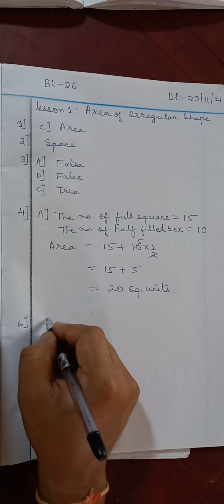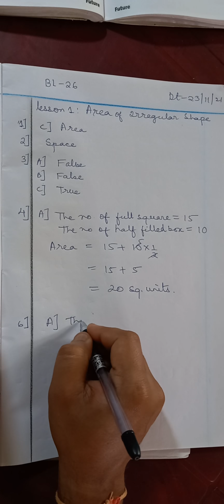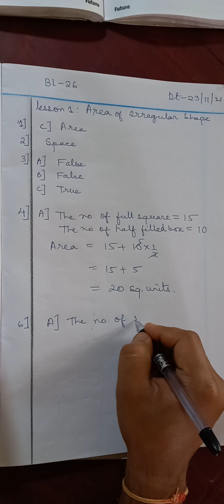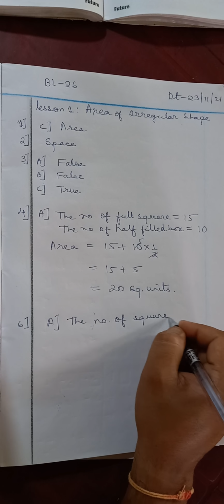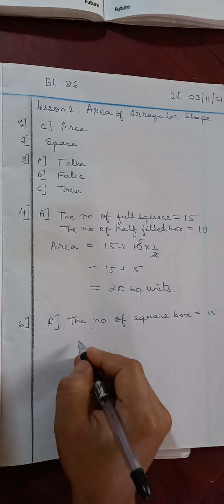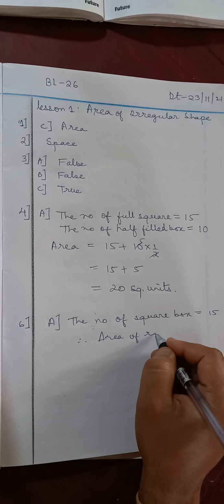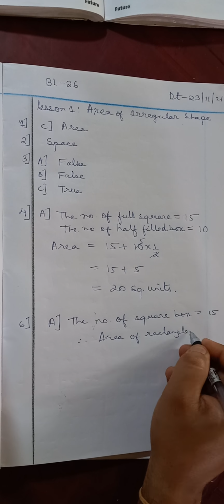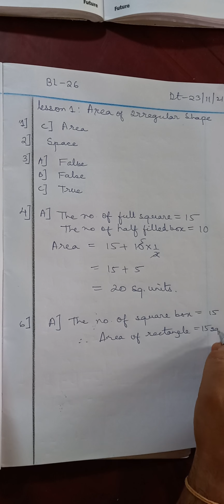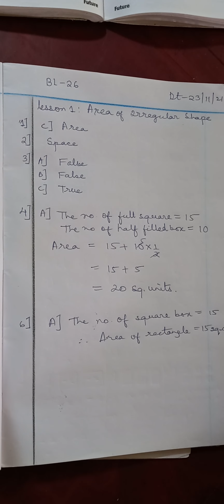So in question number A, you can say number of square boxes is equal to 15. Therefore, area of the rectangle will be 15 square centimeter. Okay, children, this is the answer.